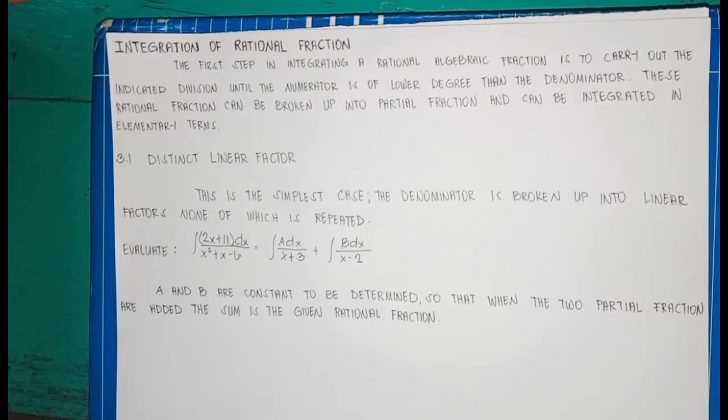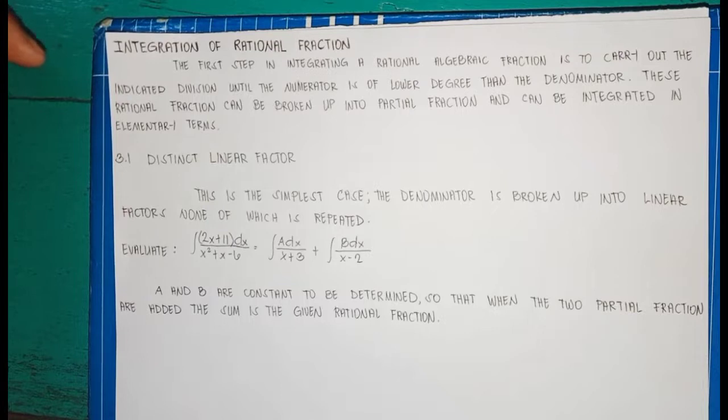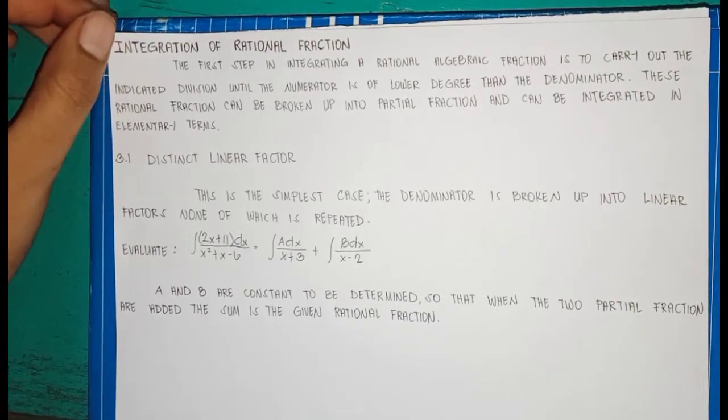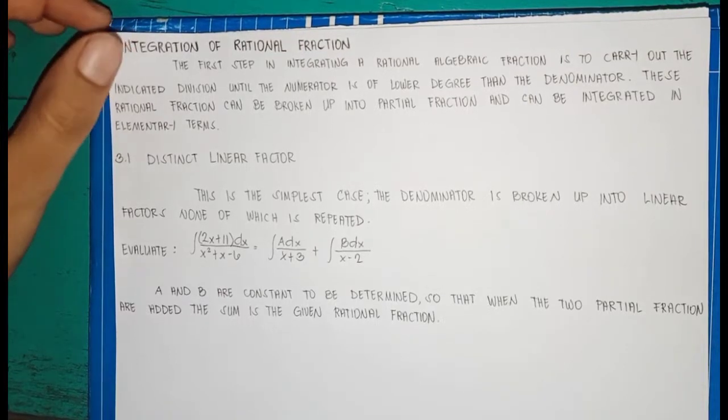Okay, so integration of rational fractions. The first step in integrating a rational algebraic fraction is to carry out the indicated division until the numerator is of lower degree than the denominator. This rational fraction can be broken up into partial fractions and can be integrated in elementary terms. Okay, so the first case of rational fraction will be distinct linear factor. So this is the simplest case. The denominator is broken up into linear factors, none of which is repeated.